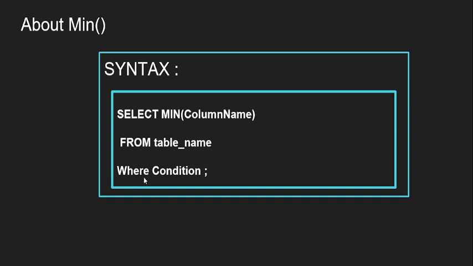Let's see what the max function is. The max function is basically used to retrieve the largest value of the column. The syntax is the same, you only have to replace the min function with max. So here you can see select max function, then in brackets you tell the name of the column from which you want to retrieve the largest value, then write the table you are retrieving it from, and if you have any condition you can mention that. So let's see how you can use these min and max functions in SQL.